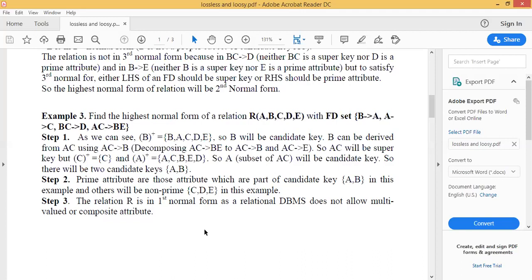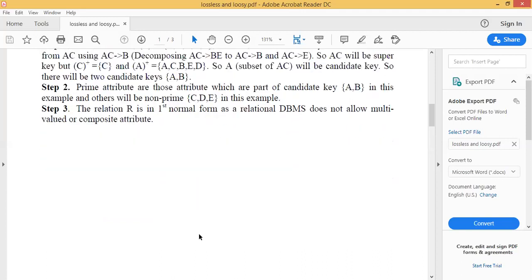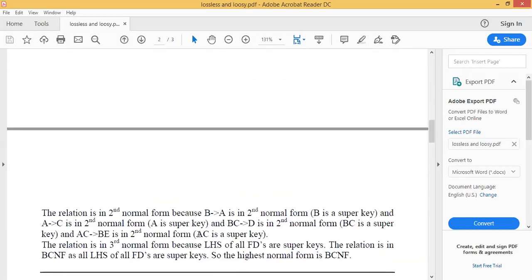So the relation R is in first normal form as a relational DBMS does not allow multi-valued or composite attributes. The relation is in second normal form because B determinant A is in second normal form because B is a super key, and A determinant C is also in second normal form because A is a super key, and BC determinant D is also in second normal form because BC is a super key, and also AC determinant B, AC is a super key, is in second normal form.